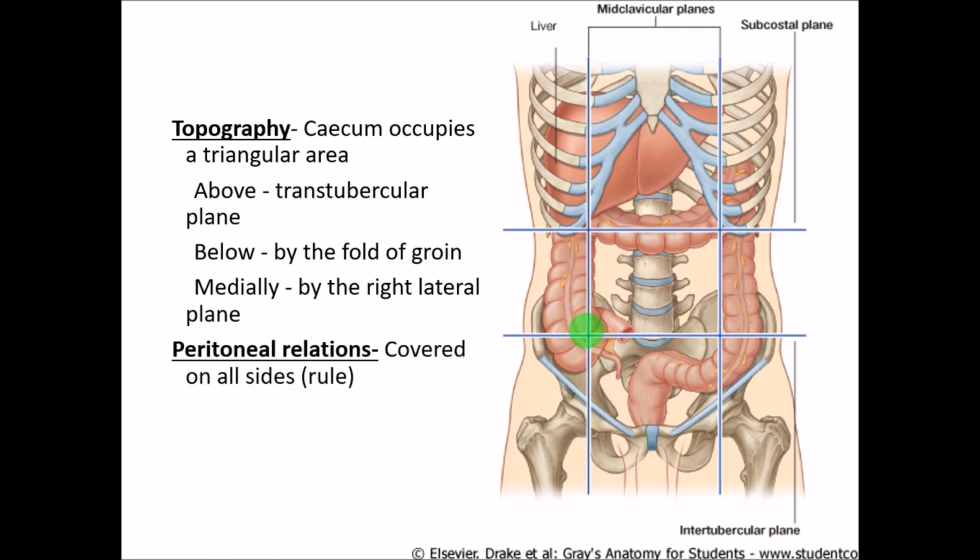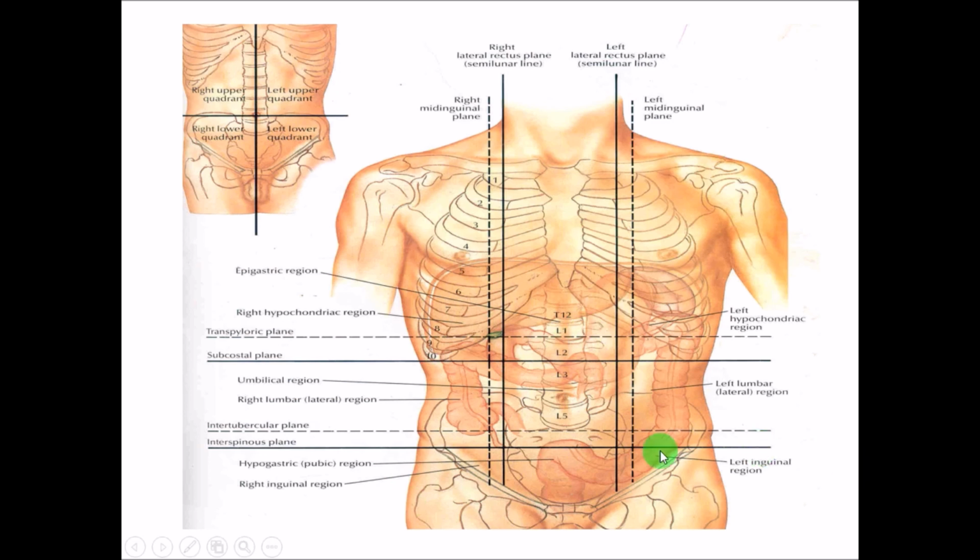Coming to the peritoneal relations, you should know that the whole of the cecum is covered by peritoneum. The cecum is covered on all sides by the peritoneum. This is the rule. Here you can see again the position of the cecum. Usually it is present below the transtubercular plane. This is the transtubercular plane, the right lateral plane, and here is the inguinal ligament.